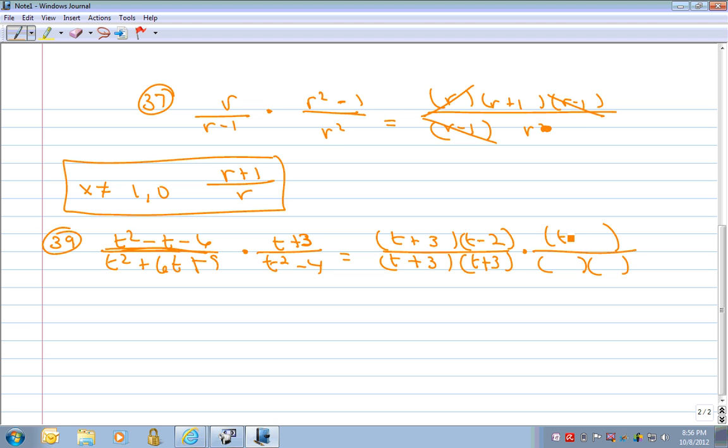At the top, you have t plus 3, and at the bottom, you have a difference of squares. It would be t plus 2, t minus 2. All right, so cancel what you can. You have a t minus 2 with a t minus 2, a t plus 3 with a t plus 3, a t plus 2, which I don't think I get, and you have t plus 3 over t plus 3.